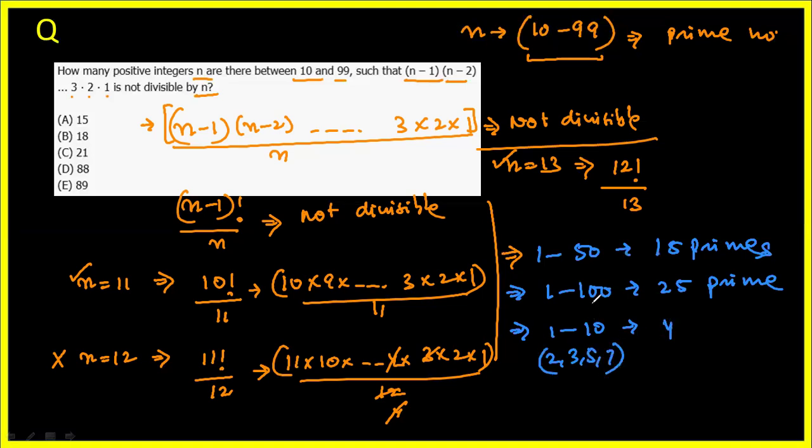So if we require from 10 to 99, how many prime numbers will be there? It will be 25 minus 4, that is 21 prime numbers between 10 and 99. That is our answer. How many prime numbers? That was the question. Option C is the correct answer here.